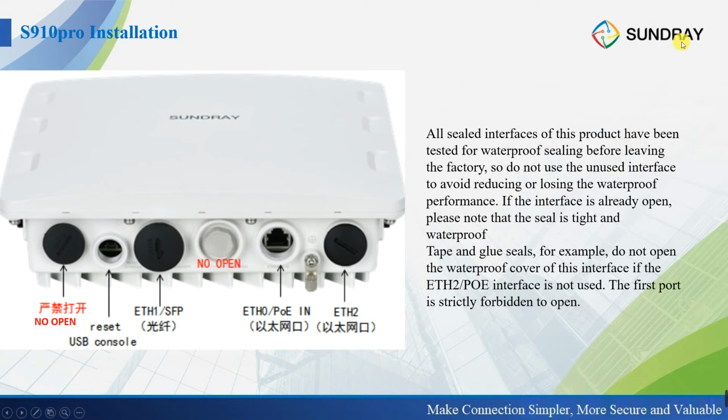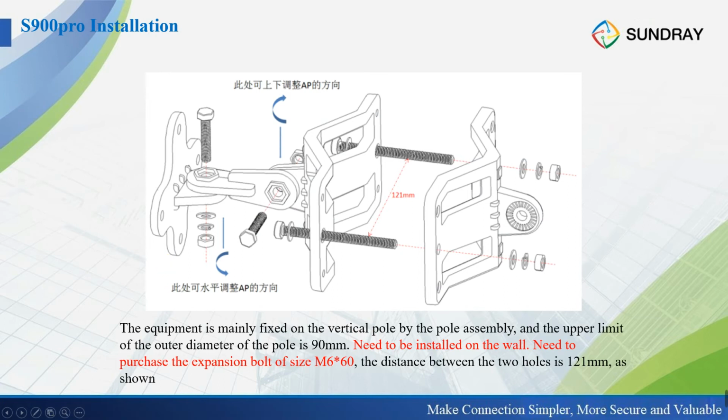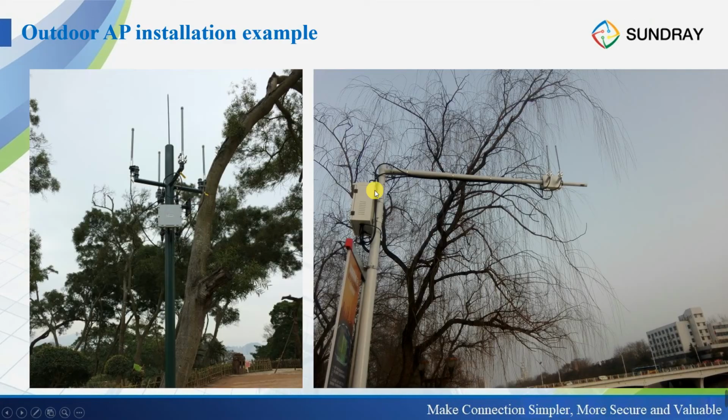This is our AP. So usually we use these Ethernet ports for the PoE input, and in some projects, if we use fiber, we can use this port. So this is how we do the installation. This is the bracket. So these are installation examples.